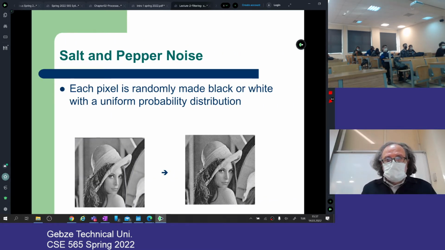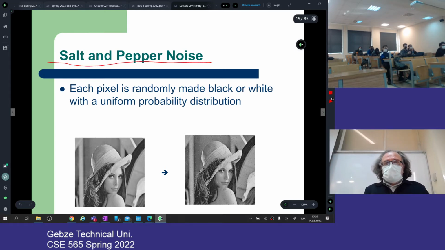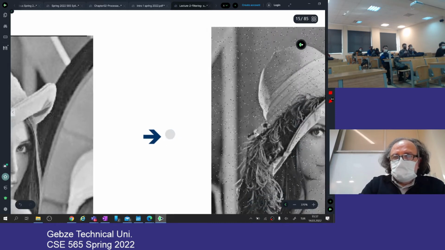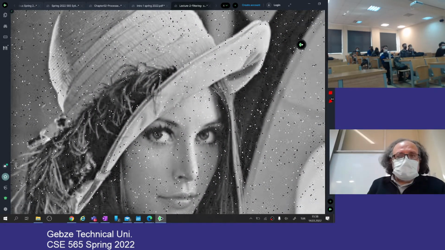Okay, other than the Gaussian or the uniform distribution, another type of noise is the salt and pepper noise. If this is our original image, okay, salt and pepper noise, it's like salt and pepper really, karabiber tuz.